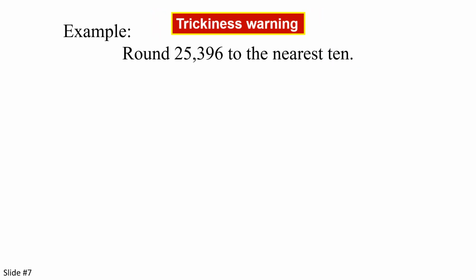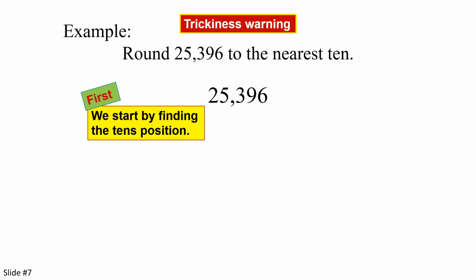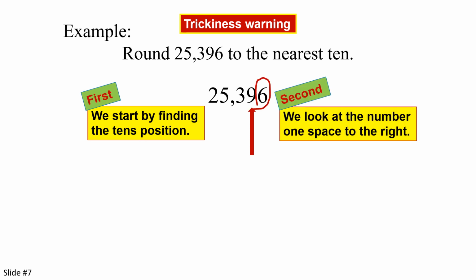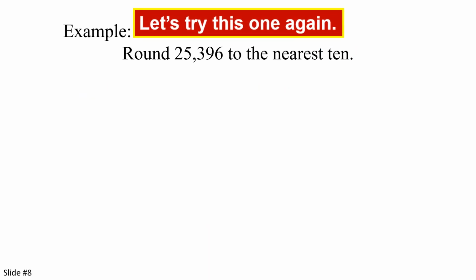Here we go. Let's round 25,396 to the nearest 10. Again, we find out the tens position, which is where the 9 is. We look one number to the right, which is the 6. Since 6 is a 5 or higher, we add 1 to the 9. Wait. This is going to make the 9 into a 10. Alright, let's try this one again.